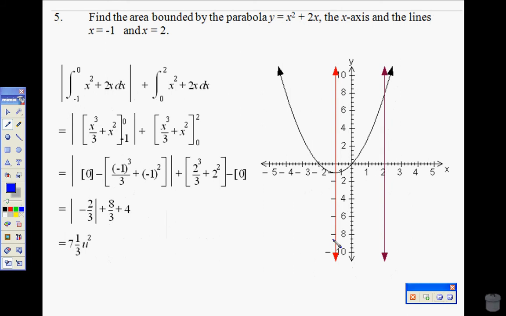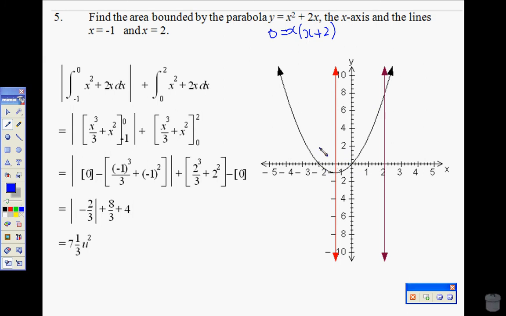So in question 5, we've got the area bounded by x squared plus 2x, the x-axis, and the lines minus 1 to 2. So there's minus 1 and 2. Again, we factorise: x and x plus 2, to see that x is equal to 0 and x is equal to minus 2. So there's how we get our parabola.